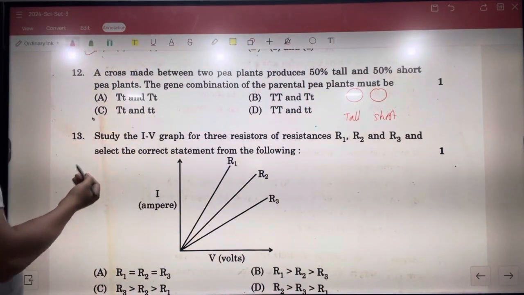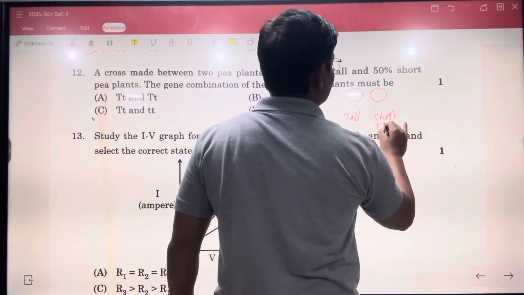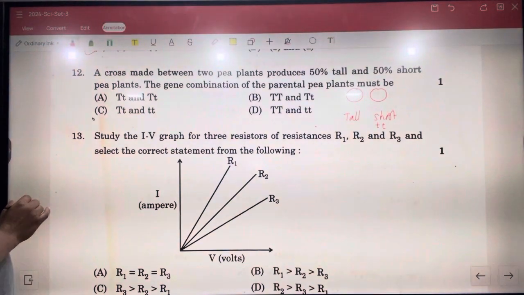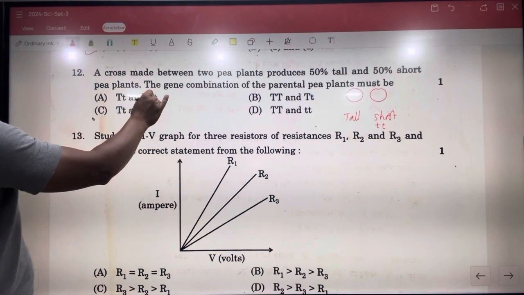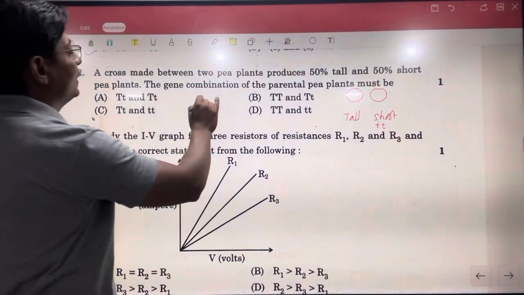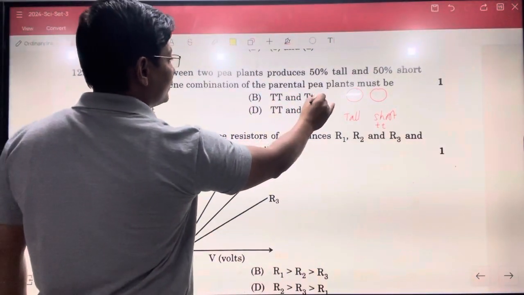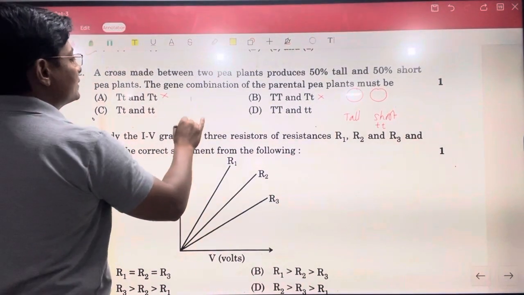If you see logically, for short we should have the condition of the recessive traits available. Recessive genes must be available, small t, small t. So in which of these is it possible? Here it is possible, but only one combination will happen here, and three will be tall. So none will be short, so this cannot be there. Then option C, when you select, you can just check it.